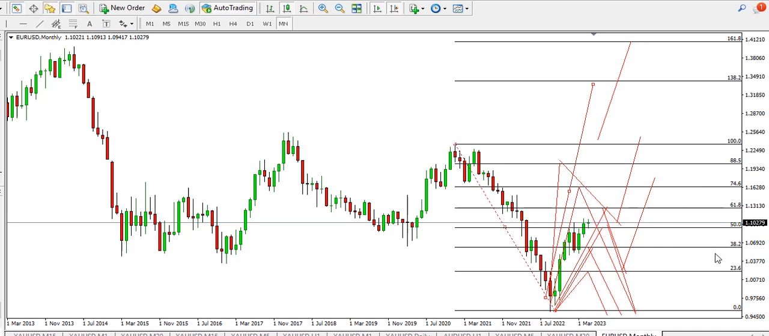Your stop loss could be at 38.2. It could be the 50% Fibonacci level. So that's that on how to use the Fibonacci tool.